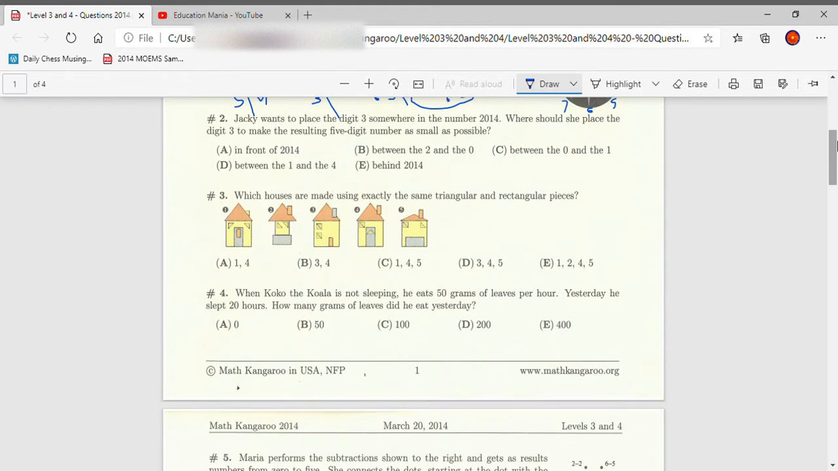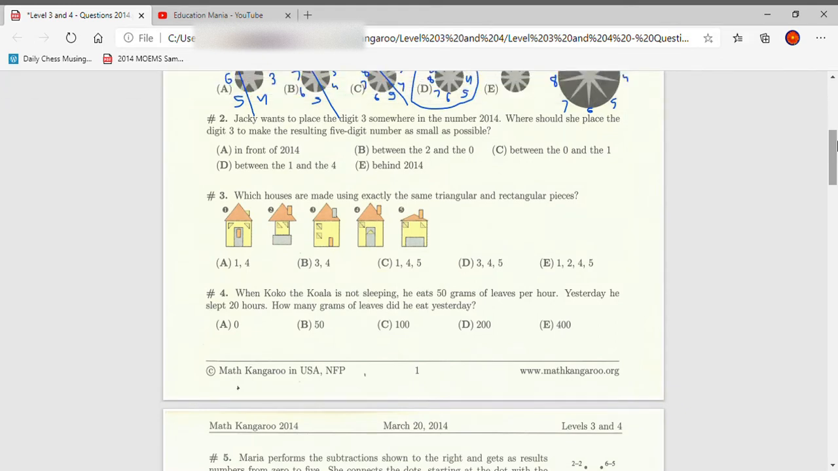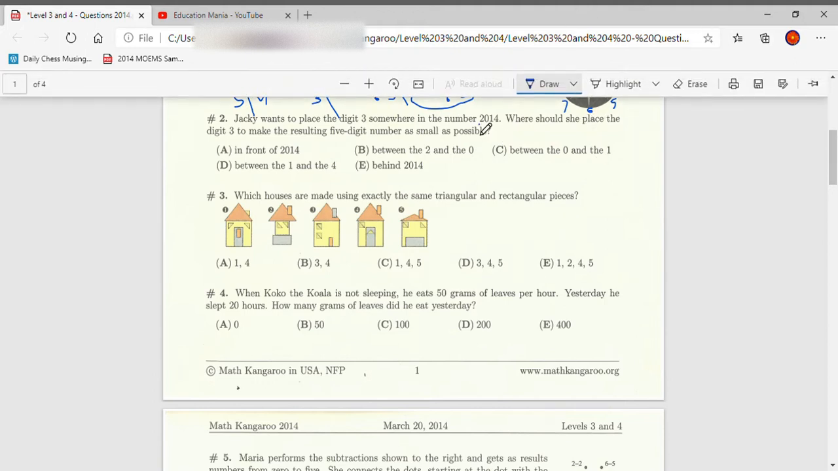On to number 2. Jackie wants to place the digit 3 somewhere in the number 2014. Where should she place the digit 3 to make the resulting 5-digit number as small as possible? So you want it to be as small as possible. So you have to put the digit 3 in front of the number that is larger than it. So 3 is larger than 2, 0, and 1, but not 4. So it should go between the 1 and the 4, meaning that the answer is D.